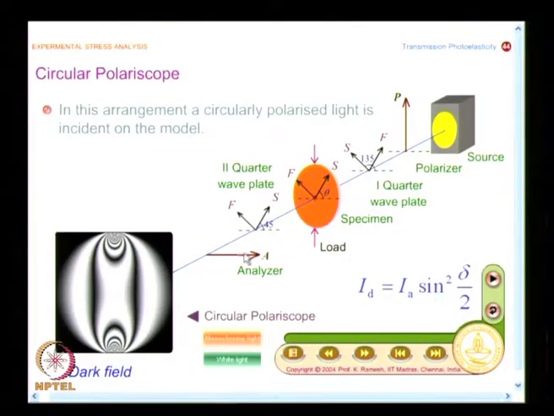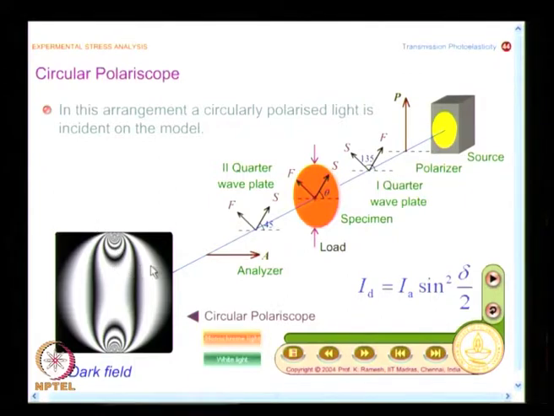So, in essence, after the quarter wave plate, you will get only a plane polarized light. Are you able to see this? When the model behaves like a full wave plate, the incident polarized light comes out as incident polarized light after the second quarter wave plate. Because I keep the analyzer horizontal, this light is cut off. So, I see fringes: 0th order fringe, fringe 1, fringe 2, fringe 3, fringe 4 and so on.